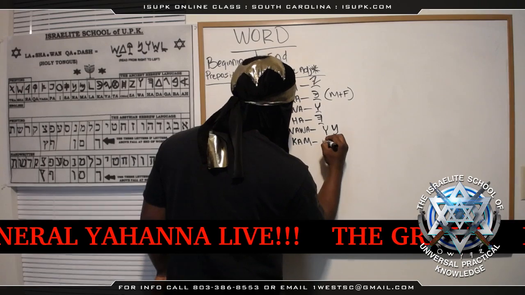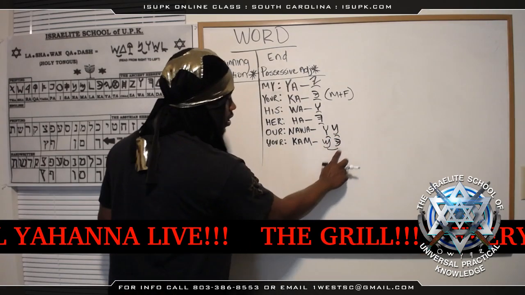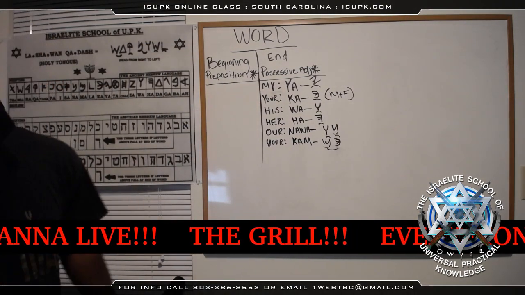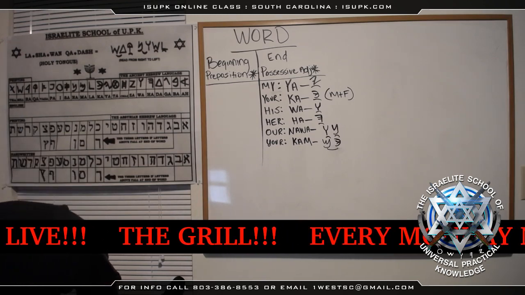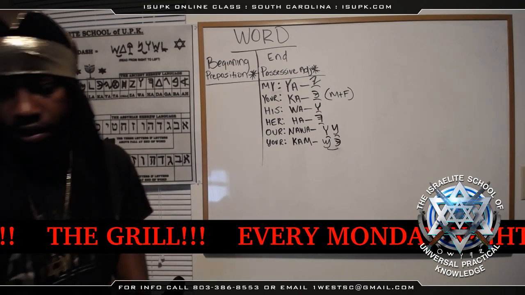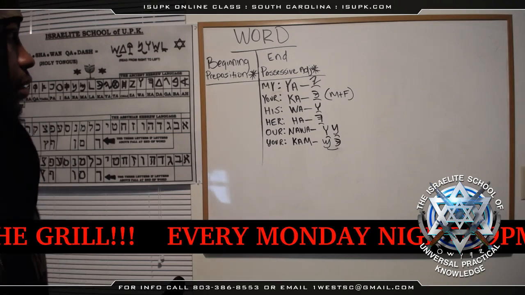So we have ka, and then we have the ma. And then that's the connector there. So it's kam. Let me know if you can't see this, because the words might come out a little bit small. So let me know if you can't see it. All right?